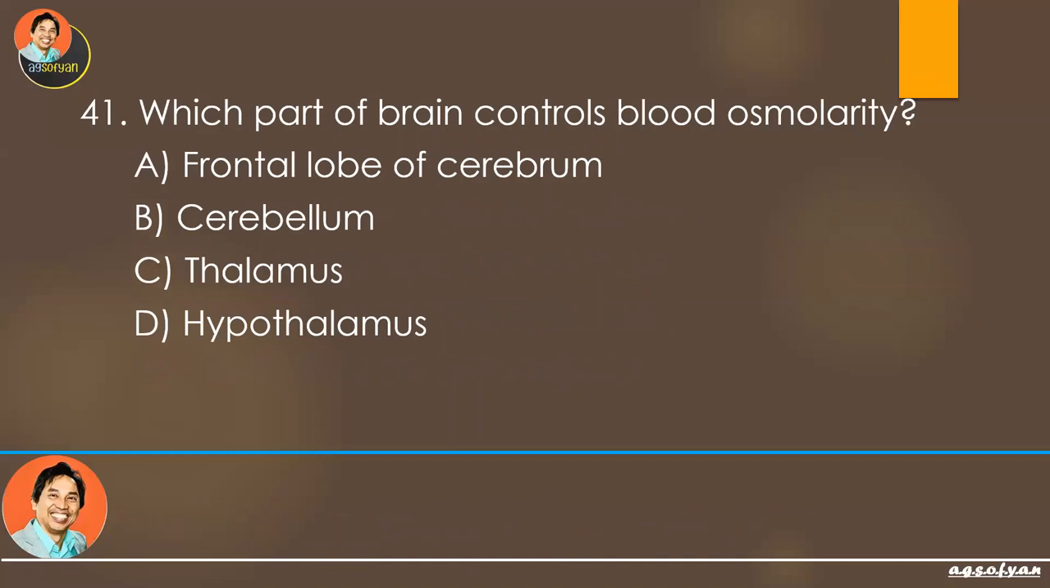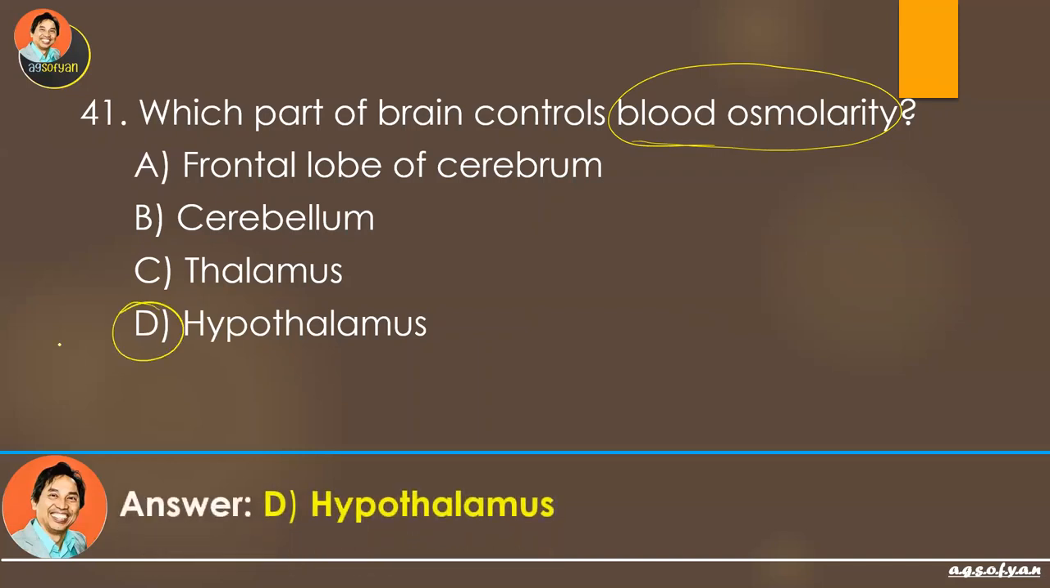Which part of the brain controls blood osmolarity? Remember, this part of the brain produces the ADH. The ADH will stimulate water reabsorption in the collecting duct. So it's controlling this. Blood osmolarity includes water concentration and also ion and substance concentrations in the blood. So it's going to be the hypothalamus.